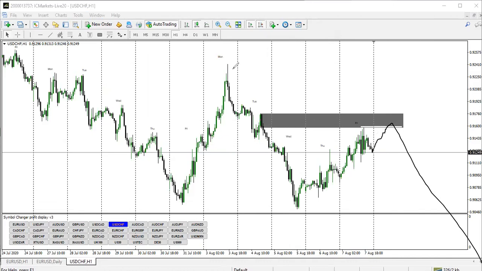But anyway, if this particular high is broken, then we might just expect a retracement before this pair will continue to go up for a short time. So that is what we'll be expecting on that pair.